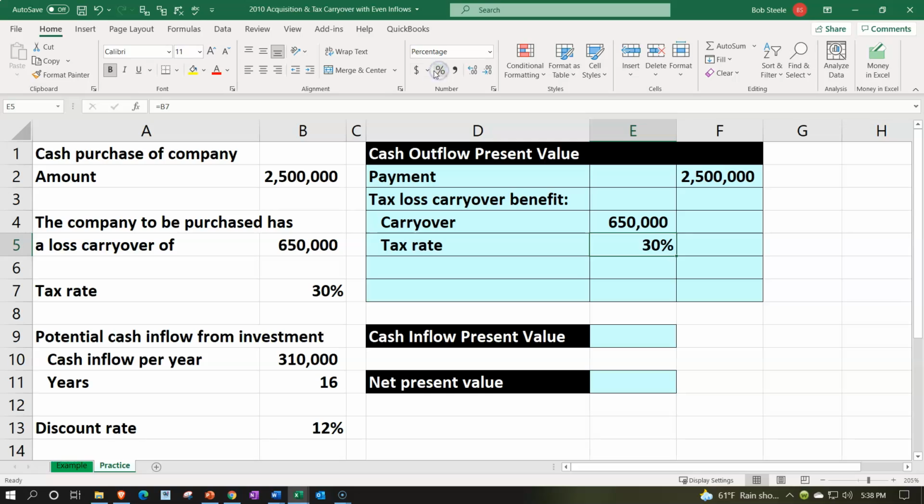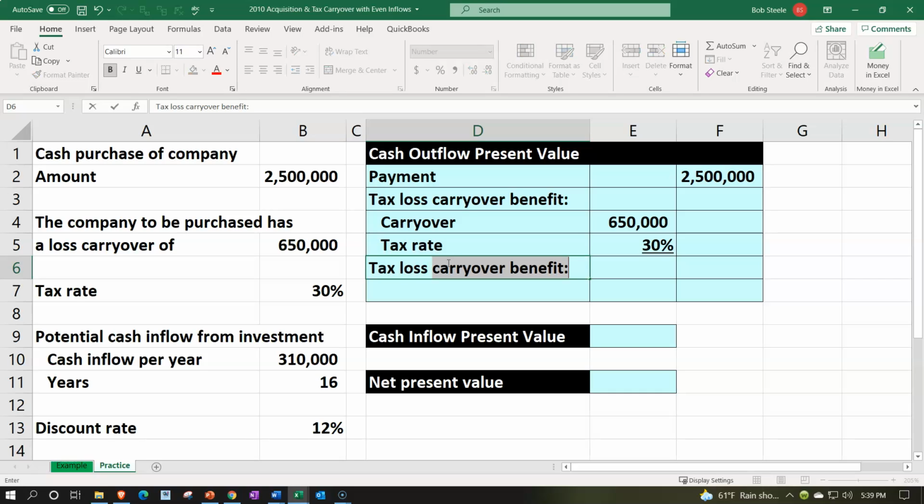We're going to percentify that, go into the font group and underline that. That's going to be our tax benefit. So this is the tax loss carryover benefit. Going to double indent that by going to the alignment group, double indent, 2 times indent.